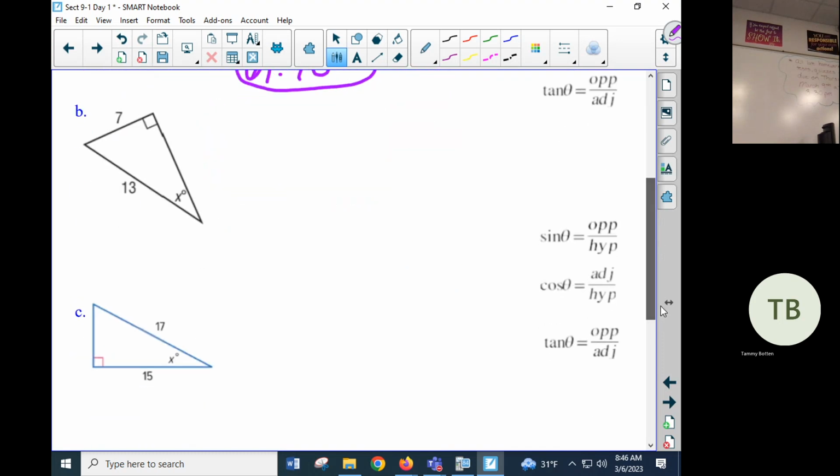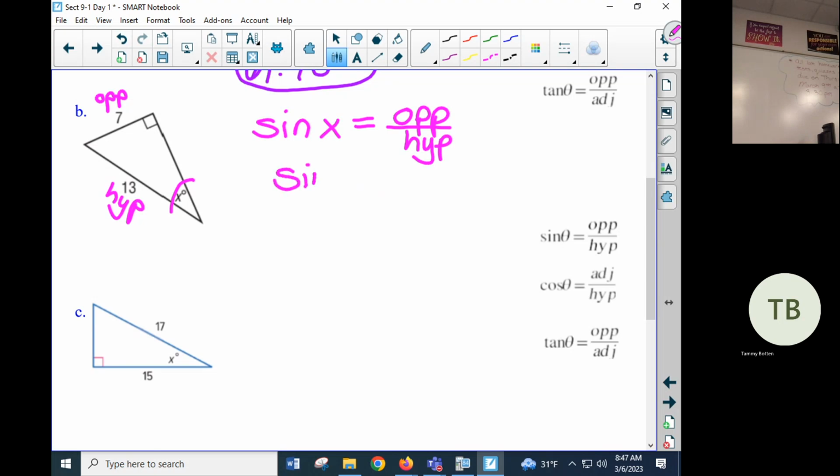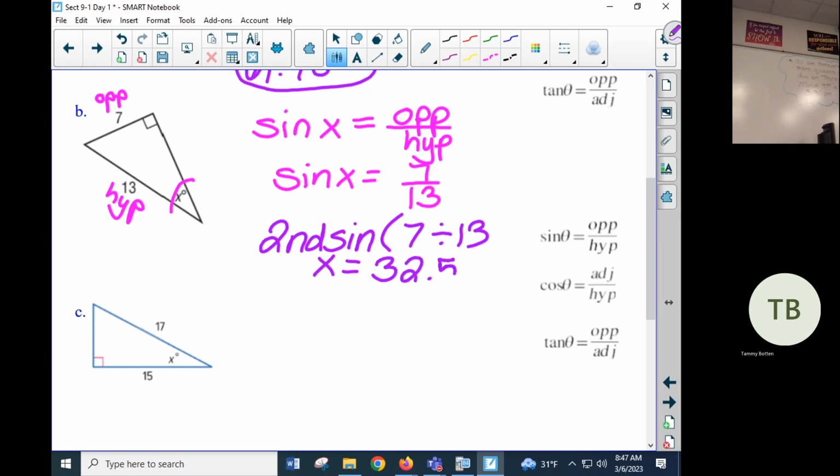Okay. Now, if I look at this one, I mark my angle. Across from my angle is opposite. Across from the right angle is hypotenuse. The trig function that's opposite over hypotenuse is sine. So sine of my angle X, again, sine is opposite over hypotenuse. So I'd go sine of X equals, opposite is 7, hypotenuse is 13. When you are looking for your angle, that is when you do second sine. A parenthesis will come up and you'll do 7 divided by 13. So second sine, 7 divided by 13, your angle would be 32.58 degrees.